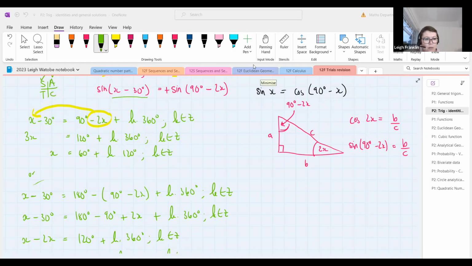Dividing by 3? Okay, so I divided 3x by 3 and got x, 120 by 3 and got 6. Oh, it must be 40. Oh, sorry. Silly me. Quite right. Thank you. Sorry. Quite right. This should be 40. There we go. That's better. Thank you.